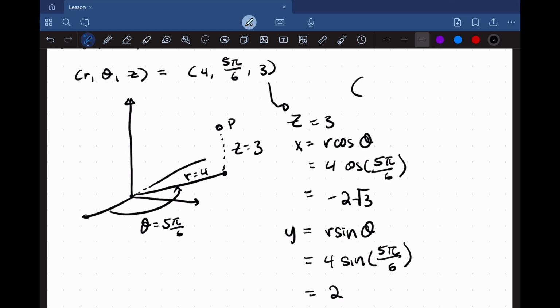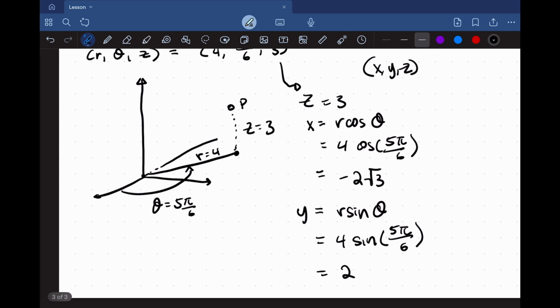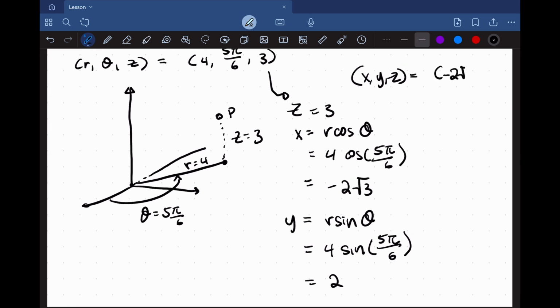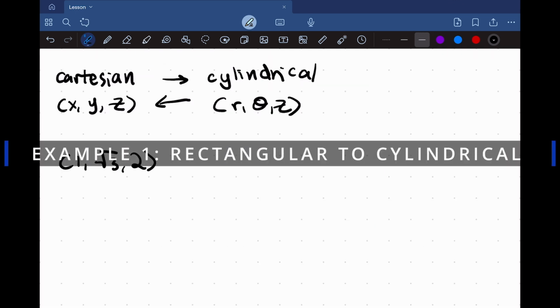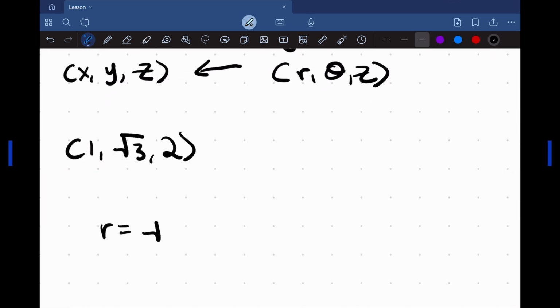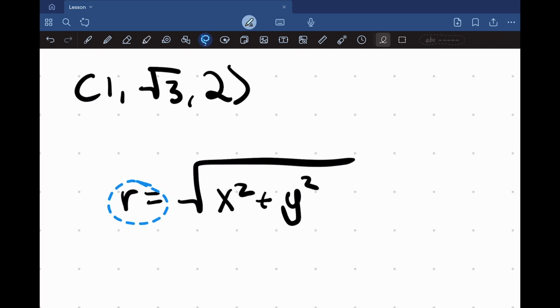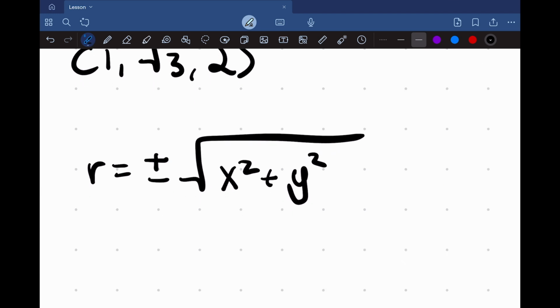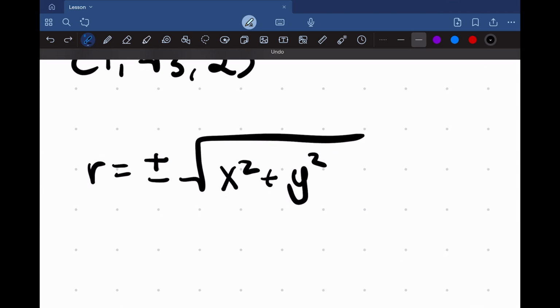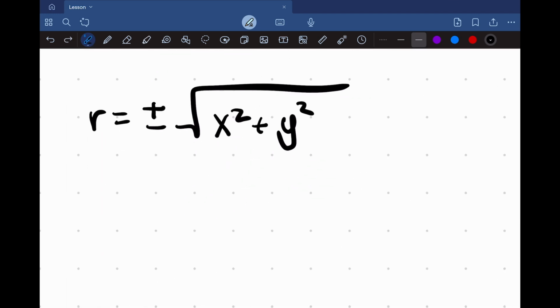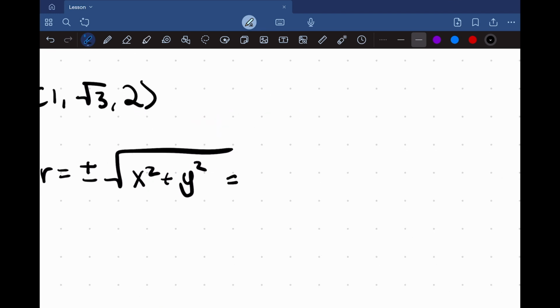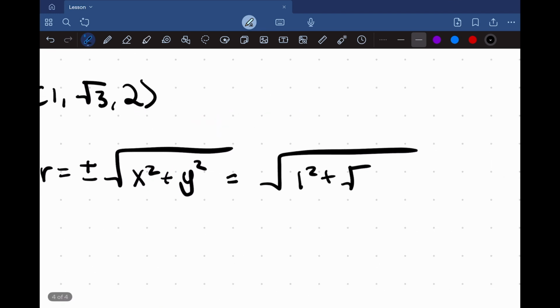To sum it all up, (x, y, z) equals (-2 square root of 3, 2, 3). Now, as I said, this works both ways, so I'm going to be glossing over it pretty quickly. r is equal to the square root of x squared plus y squared, as we defined. And this is actually a plus or minus, since r can be both positive and negative, as this was squared once. When we take the square root, we have to consider both possibilities. So that's equal to, in this case, the square root of 1 squared plus root 3 squared, which equals plus or minus 2.